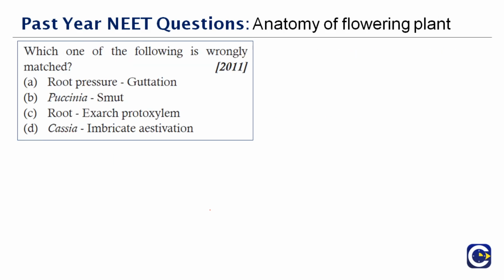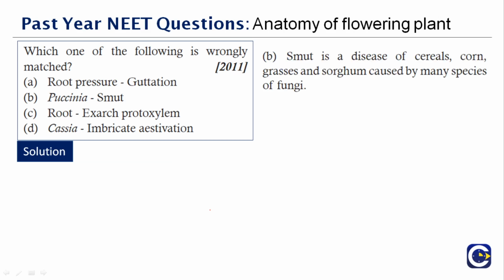Next question here. Which one of the following is wrongly matched? You have to analyze here. Root pressure and guttation, that is correct. You have something called Puccinia, which has a smut, and root has exarch protoxylem. Cassia has imbricate aestivation. Now what do you think will be the right answer? The correct answer is Puccinia. What is Puccinia first of all? I will show you an image of it so that you can see how the smut looks.